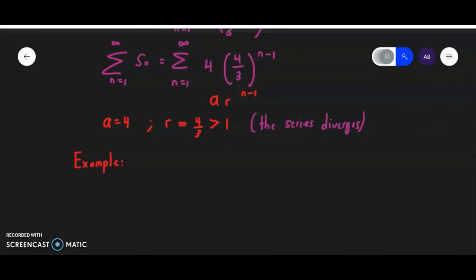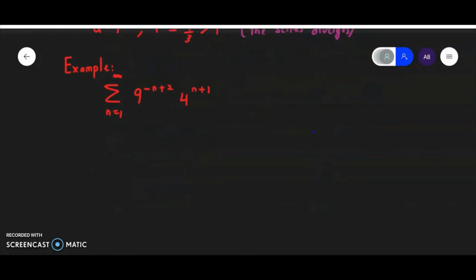Okay, now this time I want you to find the value of the series, if it converges or diverges. So look at this example: the sum from n equals 1 to infinity of 9^(-n+2) times 4^(n+1). So first determine whether the series converges or diverges, and then if it converges, I'll find its value. Okay, so the series doesn't look like a geometric series. However, notice that both parts of the series term are numbers raised to a power, right? So that means we can try to put this in the form of a geometric series.